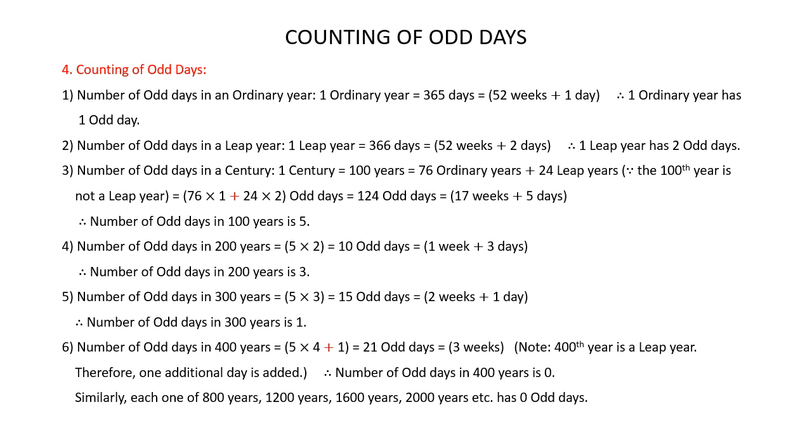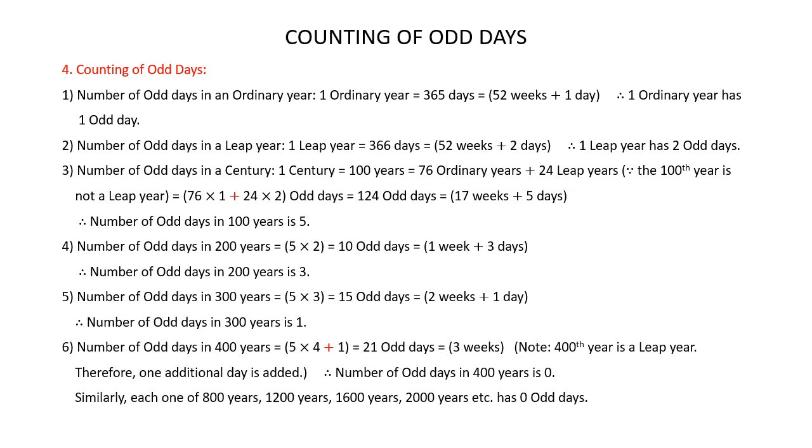But observe here that the 100th year is not a leap year because it's not divisible by 400. So we do not have 25 leap years in 100 years, but instead we have 24 leap years in 100 years, because the 100th year is not a leap year. So there are 24 leap years in 100 years. The remaining years are the ordinary years. So in 100 years, we have 76 ordinary years and 24 leap years.